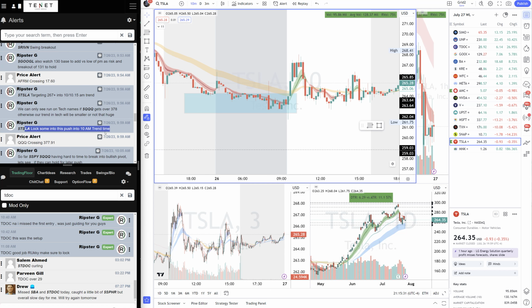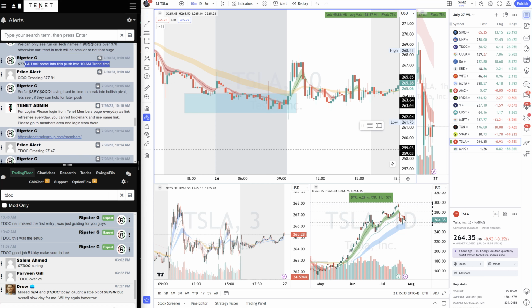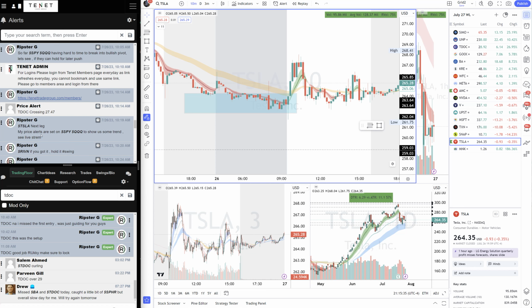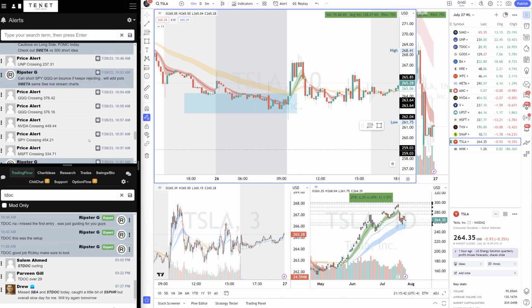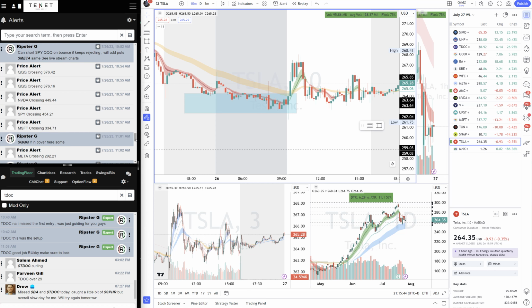So I was locking in the 10 AM trend, guys. I talk about it every day. So I locked it in. Tesla next leg, price alerts on SPY and QQQ set up. So this was our first successful trade of the day, Tesla.